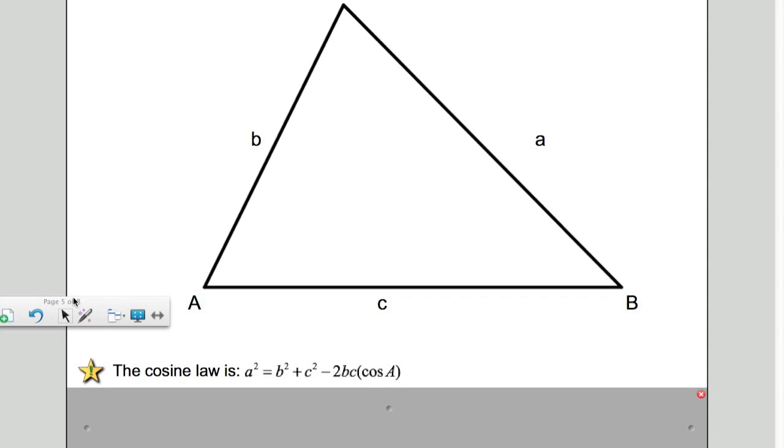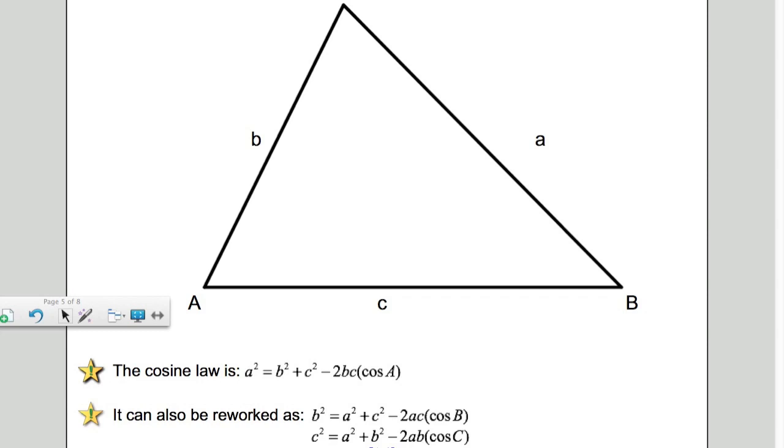What's the cosine law really saying? Actually, let me give you the other version of it. You can also rework it. If I drew the vertices differently, it can be written other ways. So you have b squared is equal to a squared plus c squared minus 2 times a times c times the cos of B.